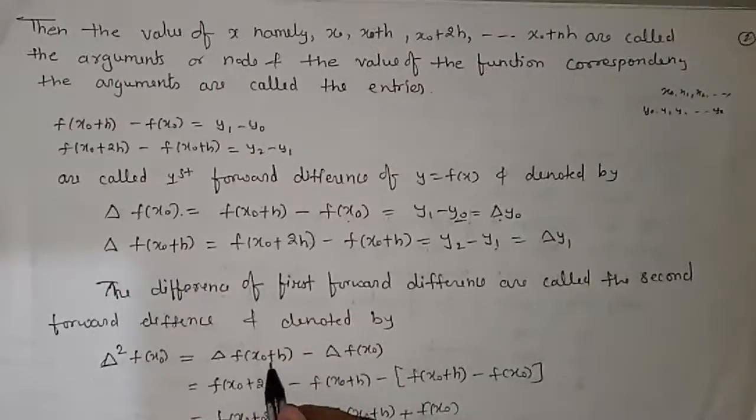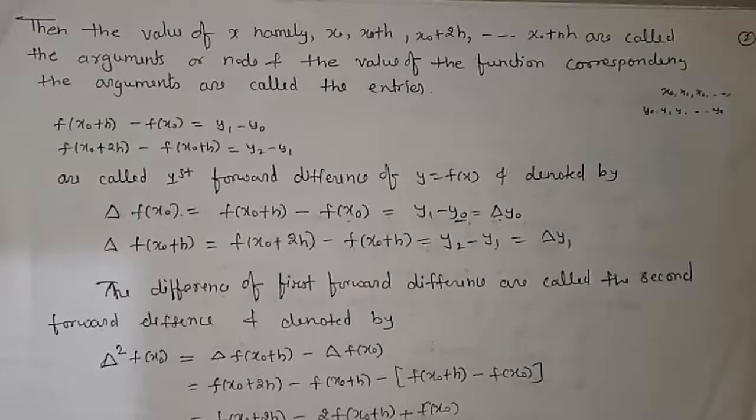Here my delta f of x naught is already known to me. So I will write, I have to subtract f of x naught plus h from its next value, which is f of x naught plus 2h. So delta f of x naught plus h becomes f of x naught plus 2h minus f of x naught plus h. Again, delta f of x naught is already known to me, so I will write its value. Now on solving this, I am getting the answer as f of x naught plus 2h minus 2 times f of x naught plus h, and this minus minus becomes plus. So this is my plus f of x naught.